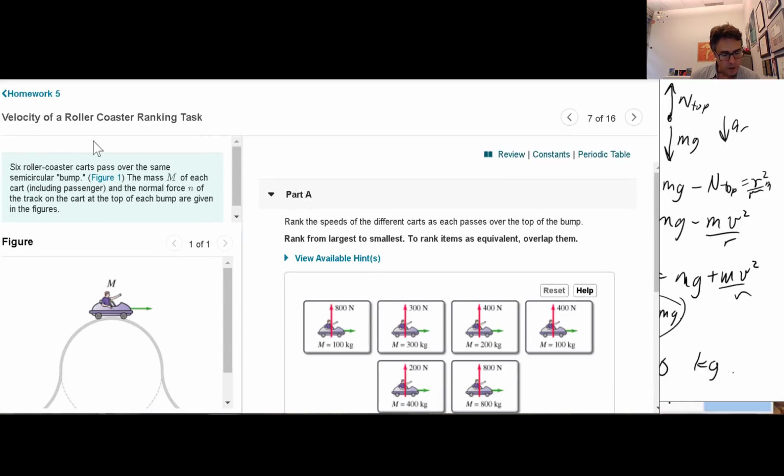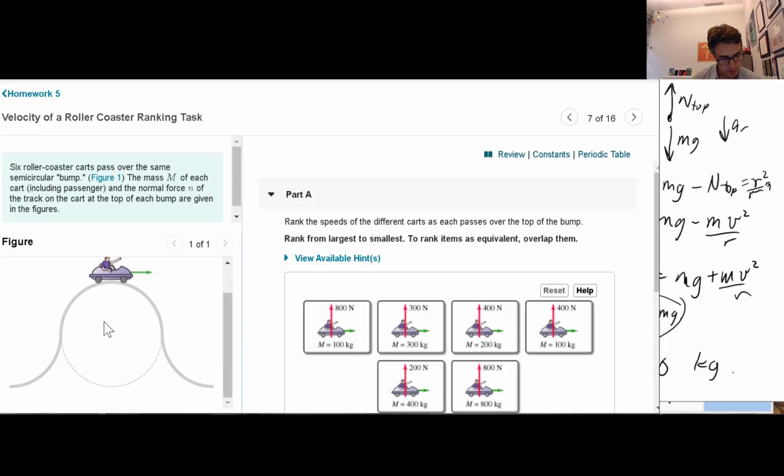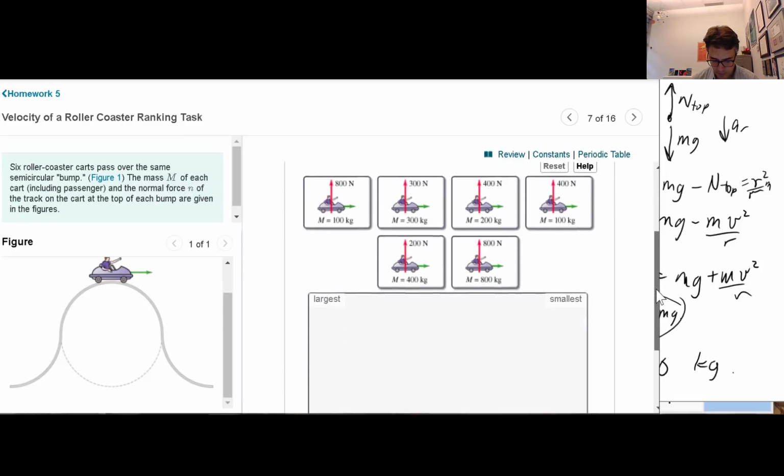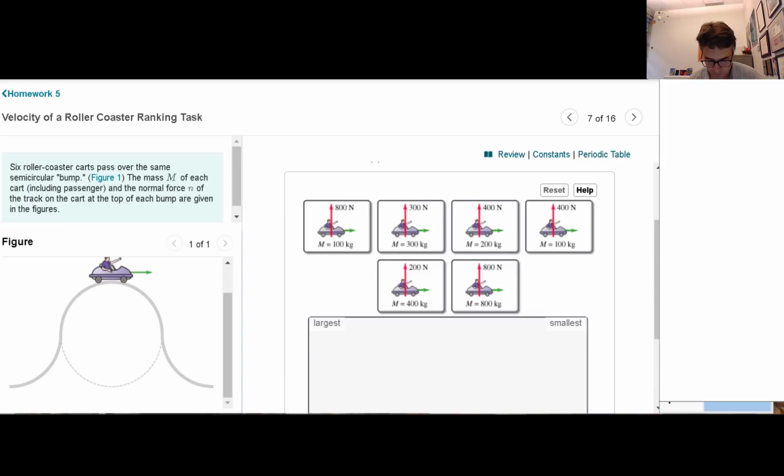Velocity of a roller coaster ranking task. Ooh, fun. 6 roller coaster carts pass over the same semicircular bump, figure 1. The mass m of each cart, including the passenger, and the normal force, lowercase n, of the track on the cart at the top of each bump are given in the figures. Rank the speeds of the different carts as each passes over the top of the bump, largest to smallest.